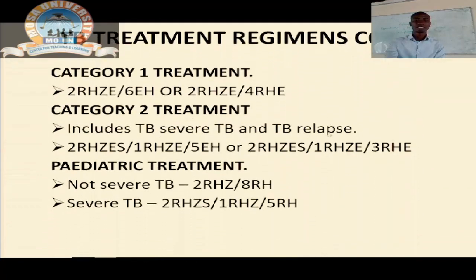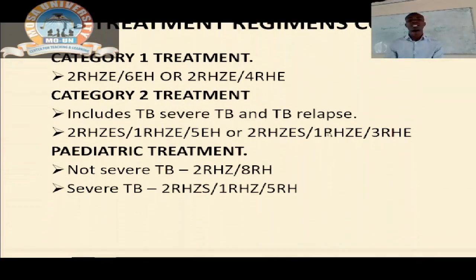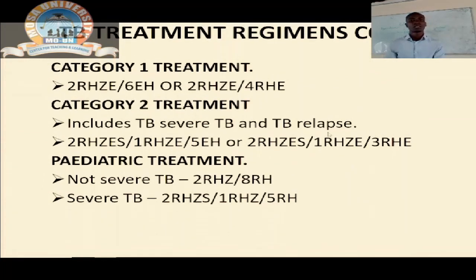Under categories, as we mentioned, category one is pulmonary tuberculosis. Category two is extrapulmonary tuberculosis and also TB relapse. Category three is pediatric tuberculosis. Under category one, for the first 2 months, we give rifampicin, isoniazid, pyrazinamide, and ethambutol. The last 6 months, we give isoniazid and ethambutol, so the drugs are given for 8 months.